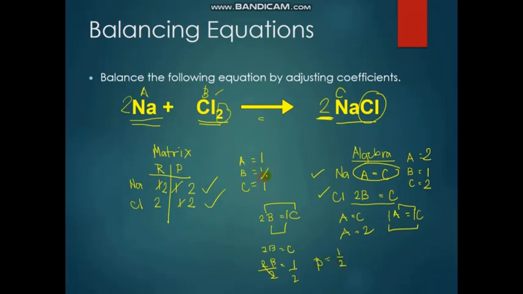In case you encounter a fraction using algebra, just multiply by the denominator of that fraction. In case there are multiple fractions present, just multiply the highest denominator. So in this case, we have 2. So multiply all by 2. 1 times 2, you have 2. 1 half times 2 equals 1. And 1 times 2 is equal to 2. So you have the balanced equation 2, 1, 2.